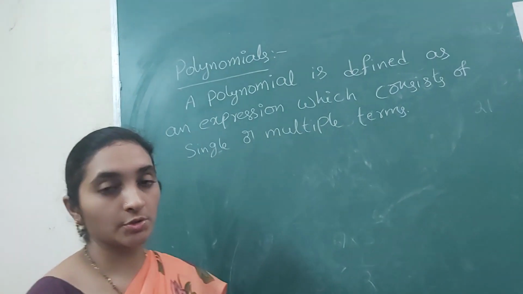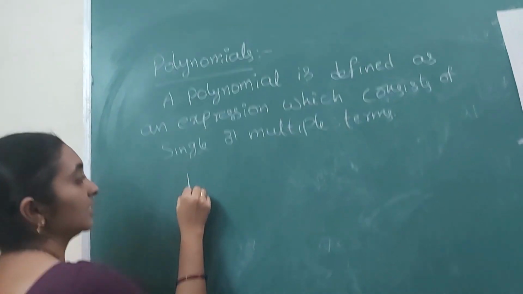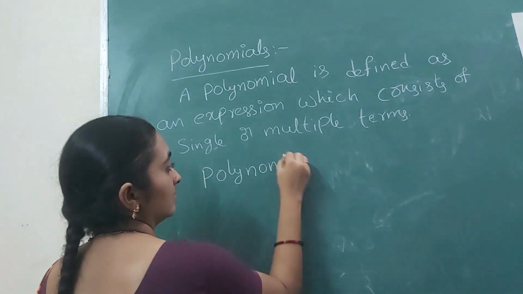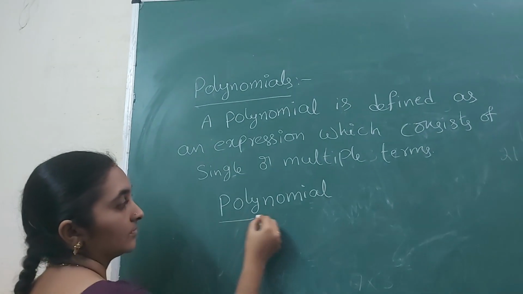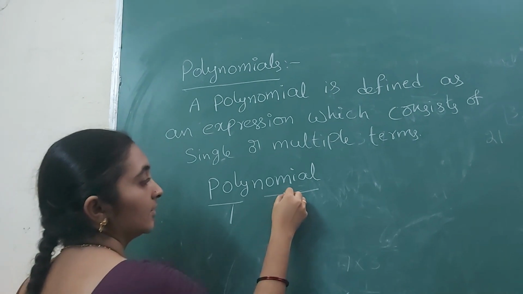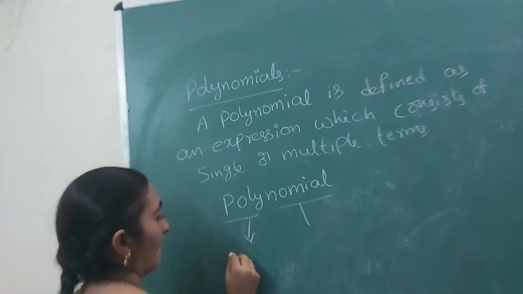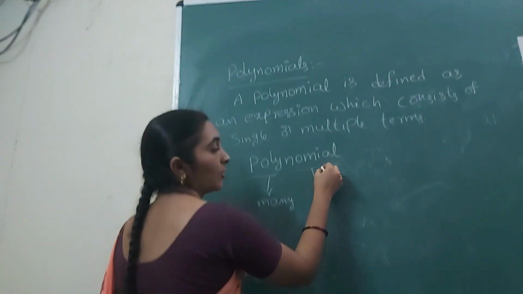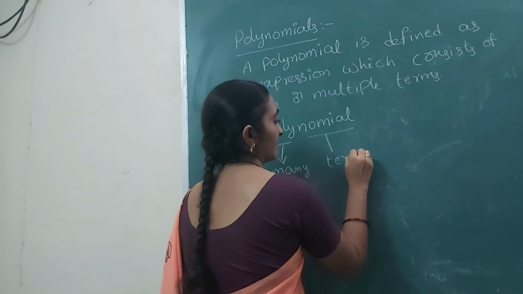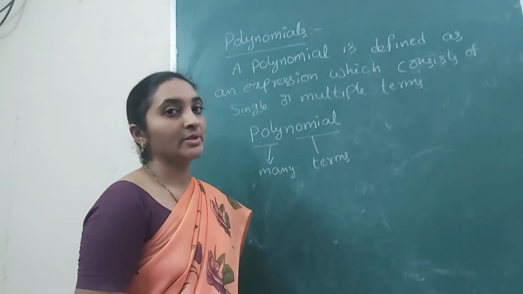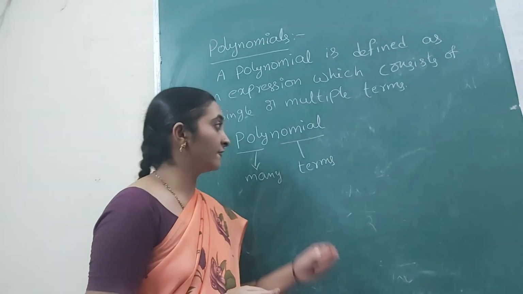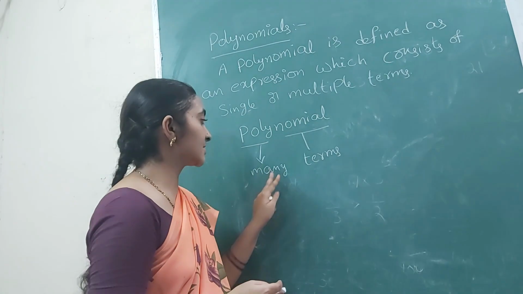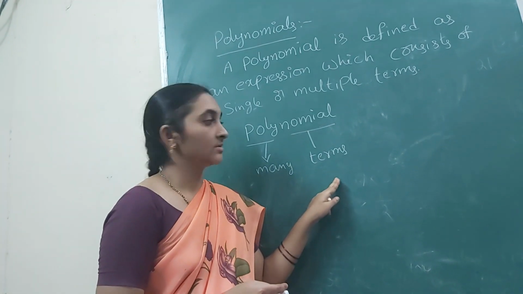The word polynomial originated from two different terms, poly and nomial. Poly means many, nomial means terms.